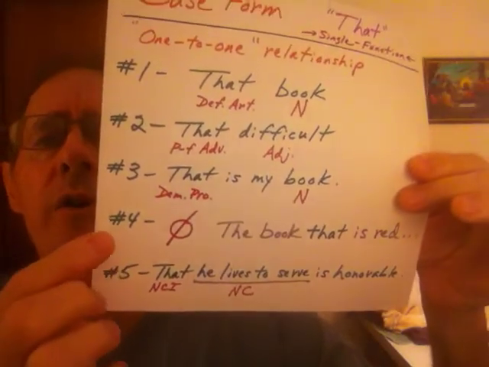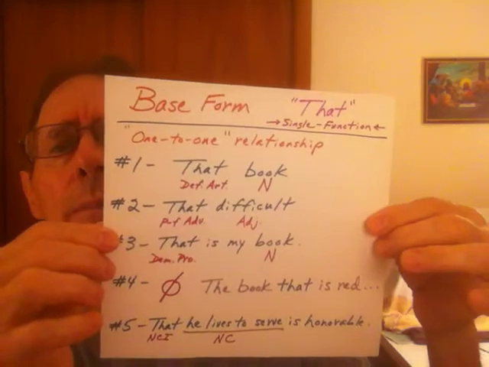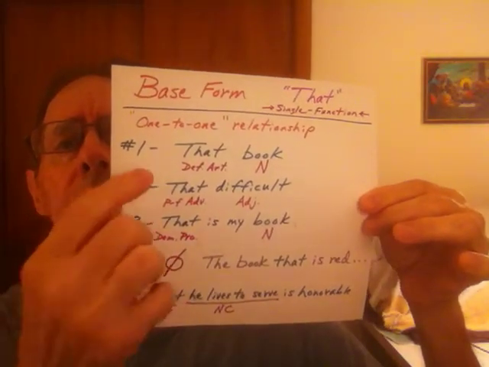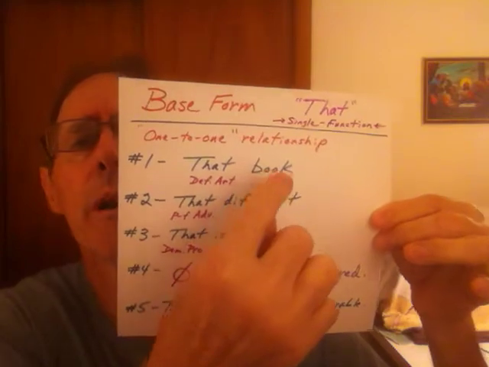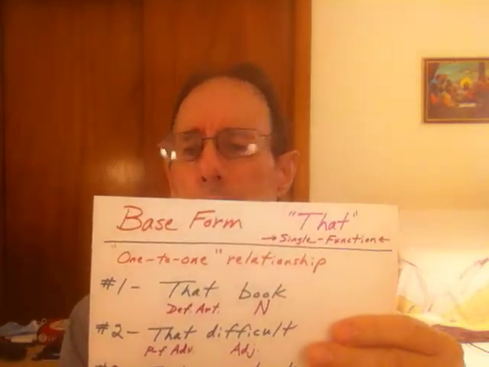Now, grammatical function number 4 is not a base form. It's a different kind of form. But the key thing is, you'll notice in the base form setup that the word "that" comes before the other word. That comes before the noun or adjective or whatever. And that's the beautiful thing about the base form. All right? So the word "that" came before.